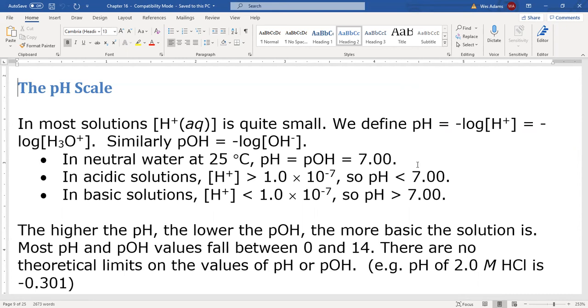In acidic solutions, the hydrogen or hydronium ion concentration is greater than 1 times 10 to the negative 7, so pH is less than 7. In basic solutions, the hydrogen ion concentration is less than 1 times 10 to the negative 7, so the pH is greater than 7. The higher the pH, the lower the pOH. pH and pOH values normally go between 0 and 14. There are no theoretical limits, though. 2 molar HCl has a pH of negative 0.301.